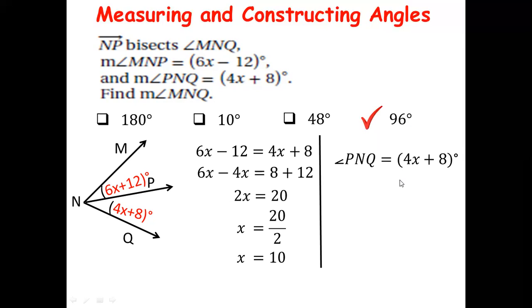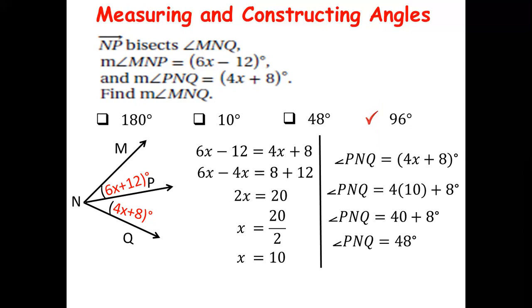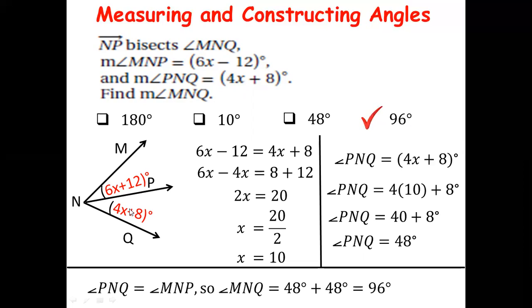So angle PNQ is going to be 4 multiplied by 10, because x is equal to 10. So 40 plus 8, that's going to give us 48 degrees. So angle PNQ is going to be 48 degrees. Now, because the angle has been bisected, both of these angles are equal to each other. I could say angle PNQ is equal to angle MNP, because both of them are equal.